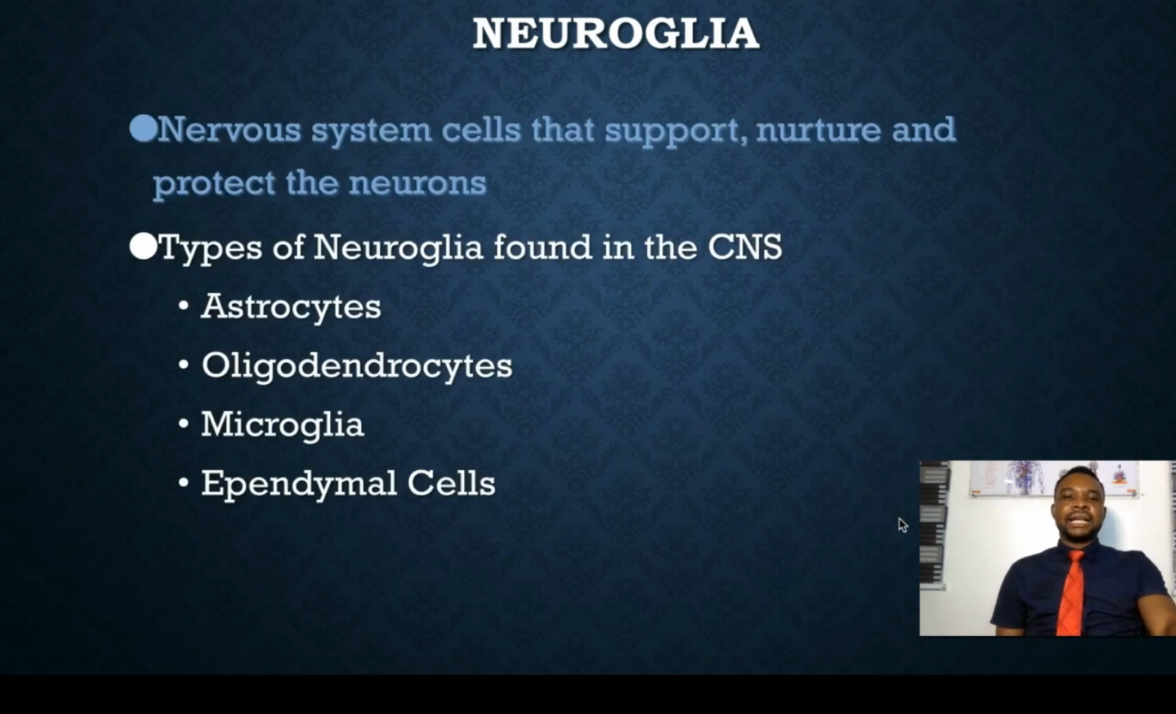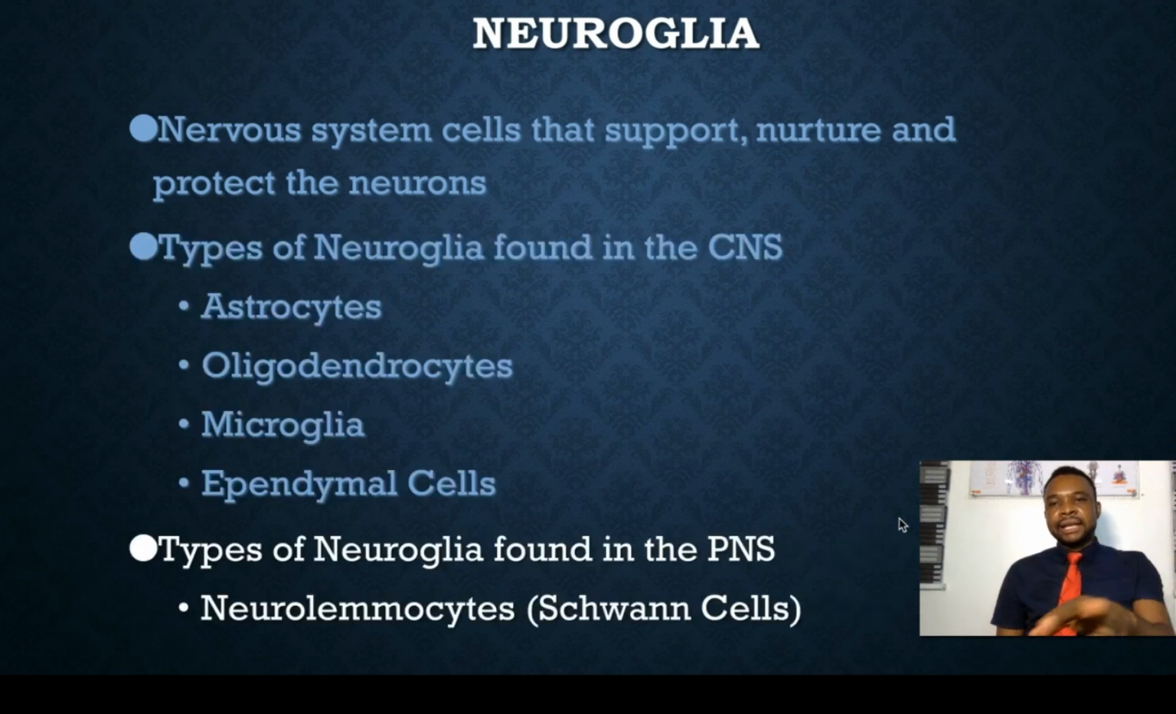There are 4 types of neuroglia found in the brain. We have the astrocytes, the oligodendrocytes, the microglia, and the ependymal cells. So we will look at them one by one. But take note, there are 4 neuroglia: astrocytes, oligodendrocytes, microglia, and ependymal cells. These 4 are found in the central nervous system.